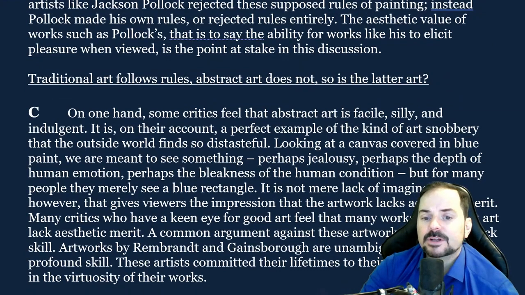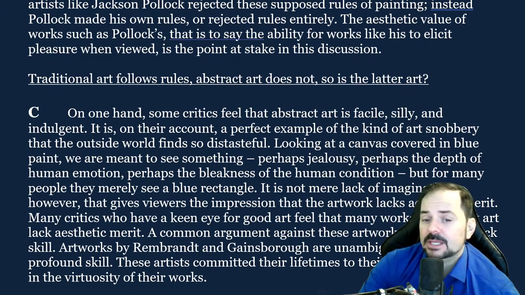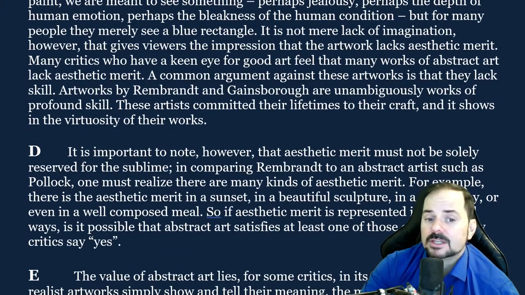On one hand, some critics feel that abstract art is facile, silly, and indulgent. It is, on their account, a perfect example of the kind of art snobbery that the outside world finds so distasteful. Looking at a canvas covered in blue paint, we are meant to see something, perhaps jealousy, perhaps the depth of human emotion, perhaps the bleakness of the human condition. But for many people, they merely see a blue rectangle. It is not mere lack of imagination, however, that gives viewers the impression that the artwork lacks aesthetic merit. Many critics who have a keen eye for good art feel that many works of abstract art lack aesthetic merit. A common argument against these artworks is that they lack skill. Artworks by Rembrandt and Gainsborough are unambiguously works of profound skill. These artists committed their lifetimes to their craft, and it shows in the virtuosity of their works.